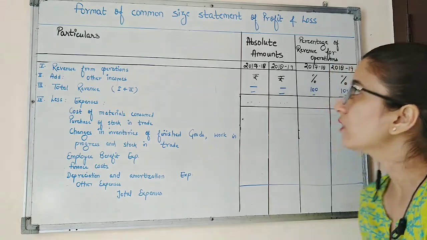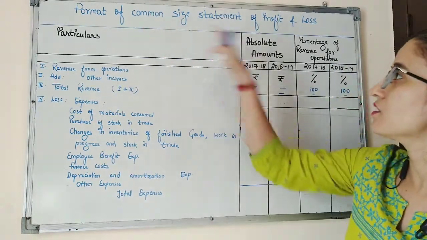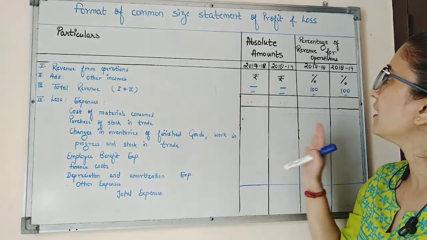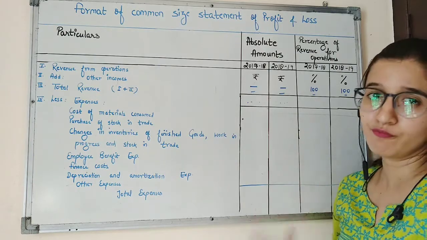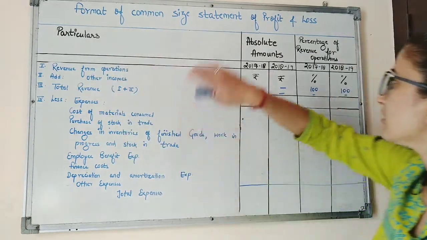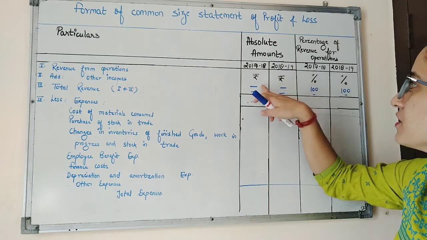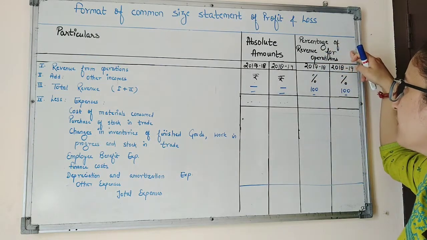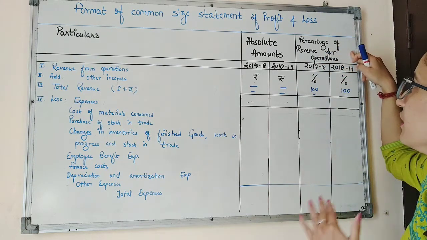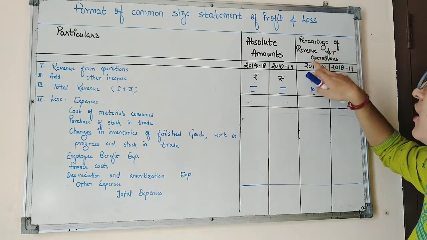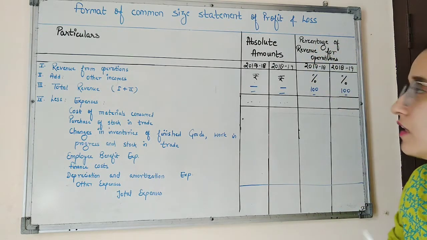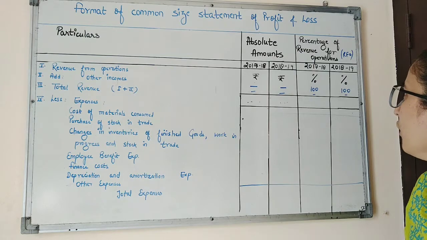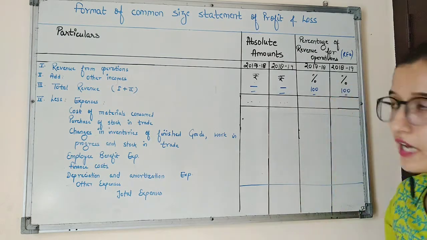P&L account. Starting with the common size statement of P&L account, here is the format. This format is the same as the common size statement of balance sheet. Here will be the particulars, absolute amounts of previous year and current year, and percentage of revenue. In the previous balance sheet, we studied percentage of total. Here in the profit and loss account, there will be percentage of revenue from operations, or we can call it RFO, for previous year and current year.